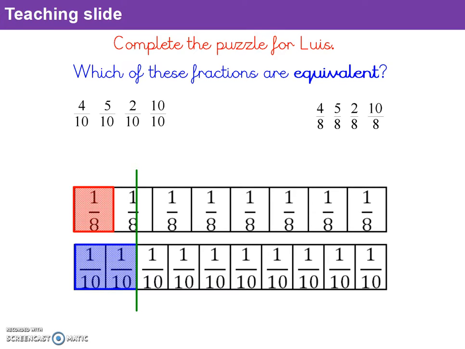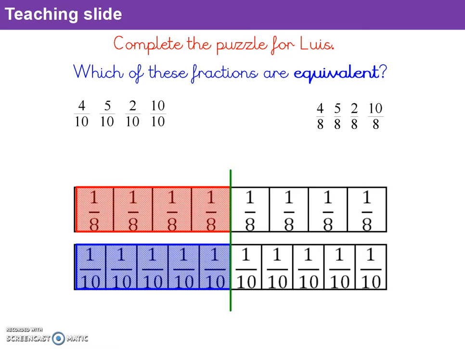Now when we look at 2 tenths, we can see that that's not equivalent to any eighths. So we can get rid of 2 tenths and we can move on to our next one, which is 4 tenths. And again, we can see that 4 tenths isn't equivalent to any eighths. So let's move on to 5 tenths. Now in this instance, we can see that 5 tenths matches exactly with a black line on the eighths. So it's going to be equivalent to some eighths. So let's see how many eighths are the same as 5 tenths. And by highlighting both bars, we can see that 5 tenths are equivalent or equal to 4 eighths.